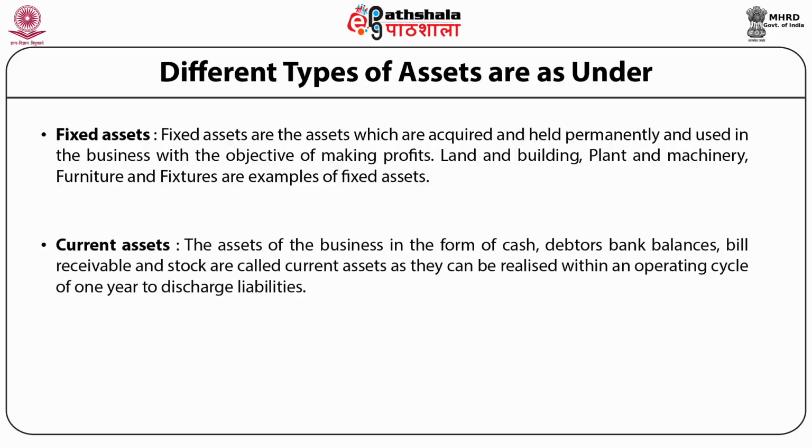Current assets. The assets of the business in the form of cash, debtors, bank balances, bills receivables, and stock are called current assets, as they can be realized within an operating cycle of 1 year to discharge liabilities.